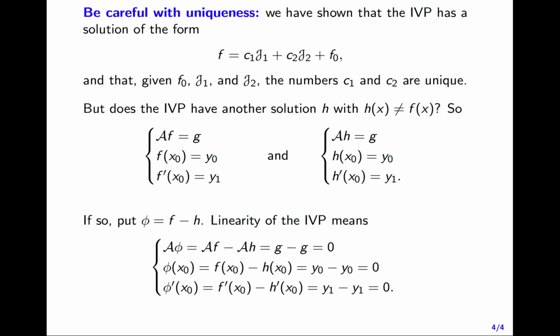If the initial value problem has another solution h, maybe allowing for different kinds of functions in the linear combination, not just J1, J2, and f0, then I look at the function phi equals f minus h, and phi solves an initial value problem, A on phi equals 0, phi of x0 equals 0, phi prime of x0 equals 0. Lemma 1.4.7 tells me phi equals 0. The only solution to the initial value problem with 0 in the non-homogeneity and 0 at both initial conditions is phi equals 0. And this, like the existence of the fundamental solution set, was one thing we had to take for granted.